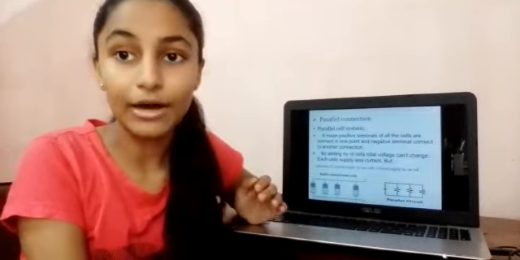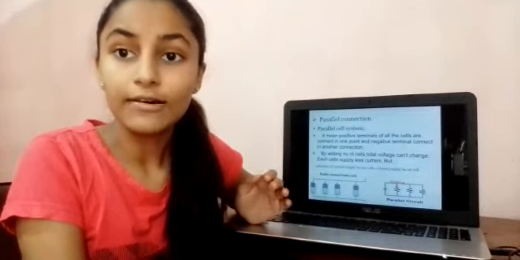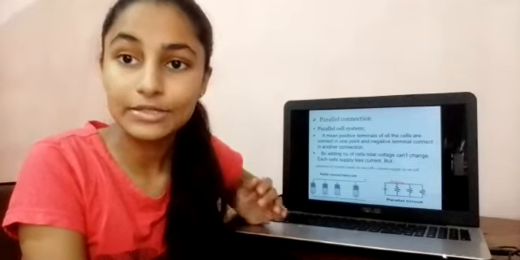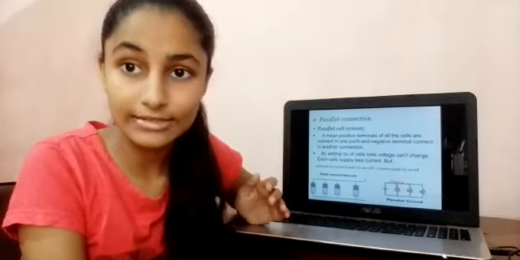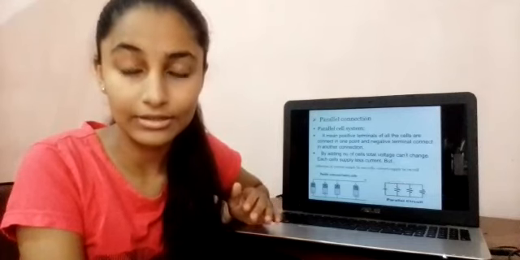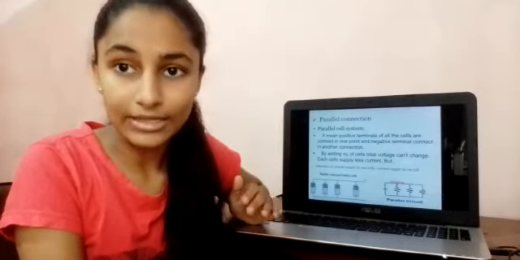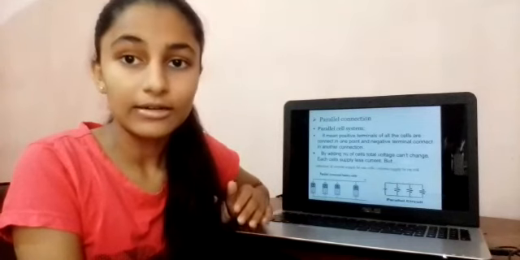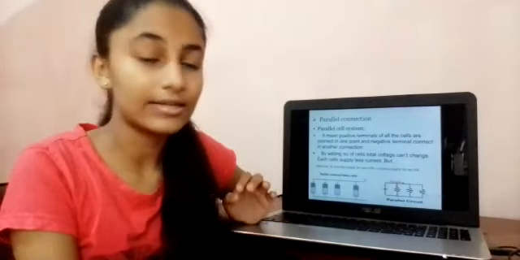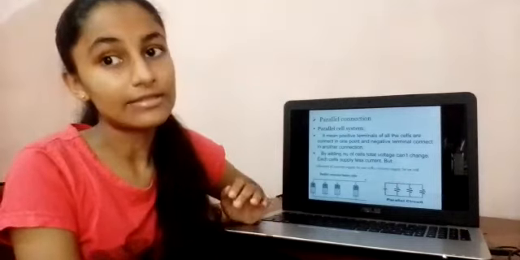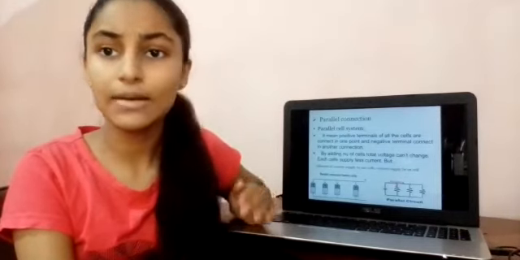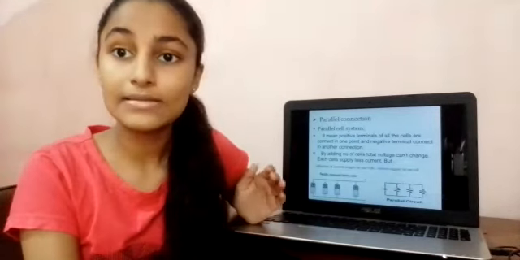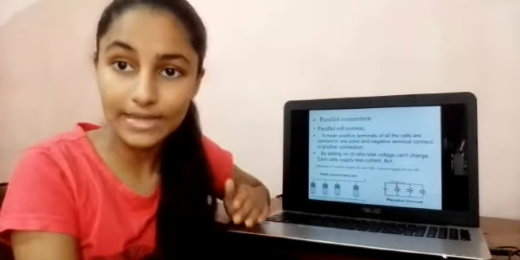Now I'm going to talk about parallel connection. When the positive terminals of all the cells are connected at one point and the negative terminals of all the cells are connected at another point, it is known as parallel connection. In parallel connection, by increasing the number of cells, the voltage can't change. But the special thing is that in parallel connection, each cell supplies less current, but the total of the current supplied by the cells is equal to the current supplied by one cell.